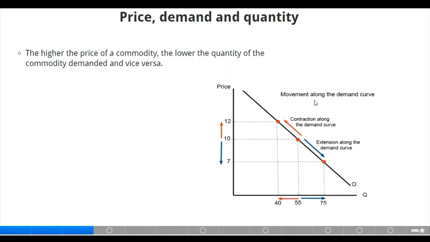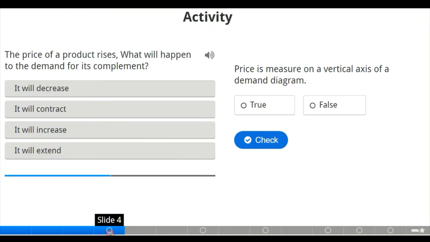Now we have a contraction along a demand curve, which means a reduction in the quantity demanded as a result of the higher price of the commodity. Now we have an extension along the demand curve, which arises as a result of a lower price of a commodity. Now moving to the next slide where we have an activity.